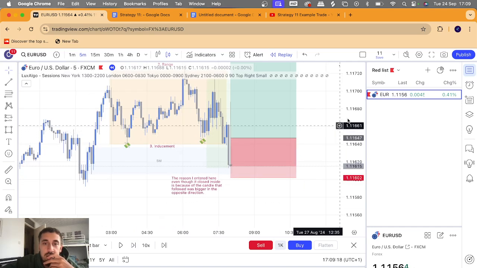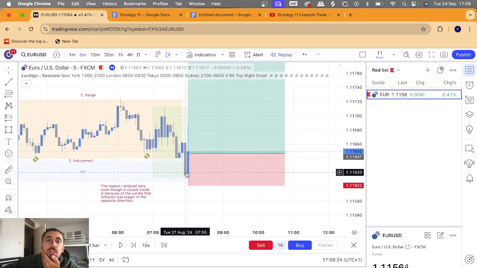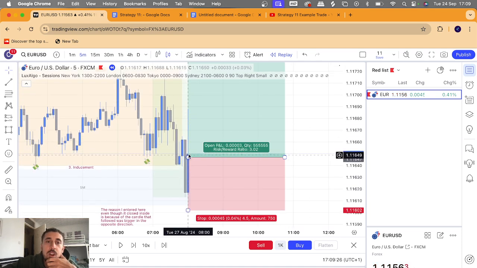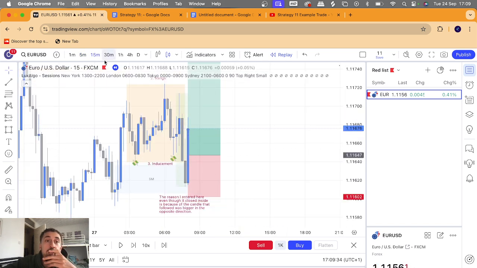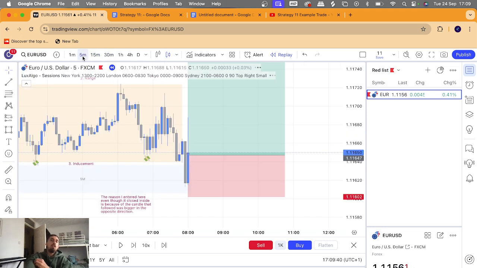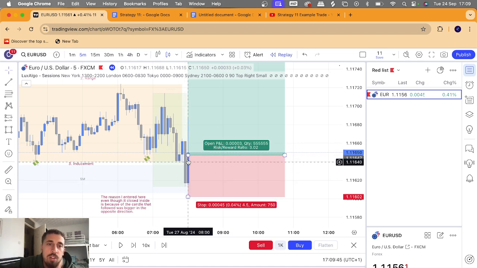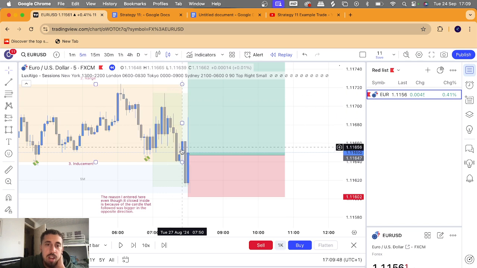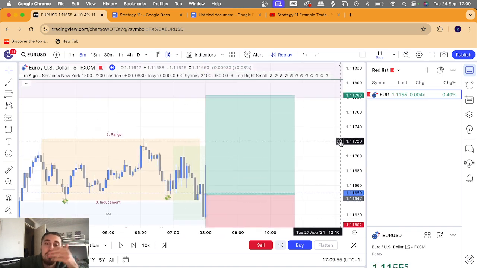And like I wrote here, the reason I entered, which was here, the entry, was because even though we closed inside of that order block, the following candle was massive and exceeded the previous order block. And I had noticed that sometimes that's what a sweep looks like on a lower time frame. If you zoom into something like this, they often look like that. It's like a push up and a quick push down. So to me that was still a sweep.